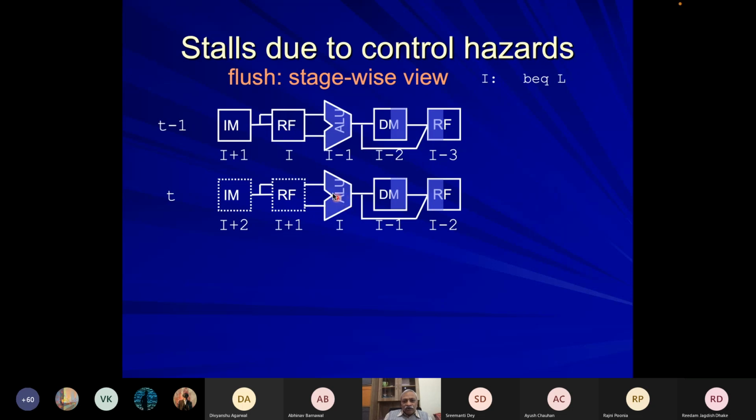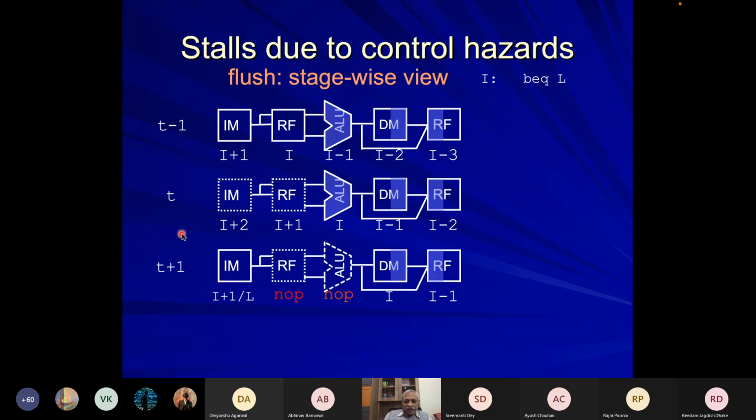I has moved on to the ALU stage, but the instructions which are following, we are saying that you flush them out. They are removed from the pipeline, and when you remove them, you basically have no-ops or bubbles introduced here. All right, instruction I has moved to the DM stage. So it has gone through the ALU stage. That means it has decided whether to branch or not to branch, and what the target address is.